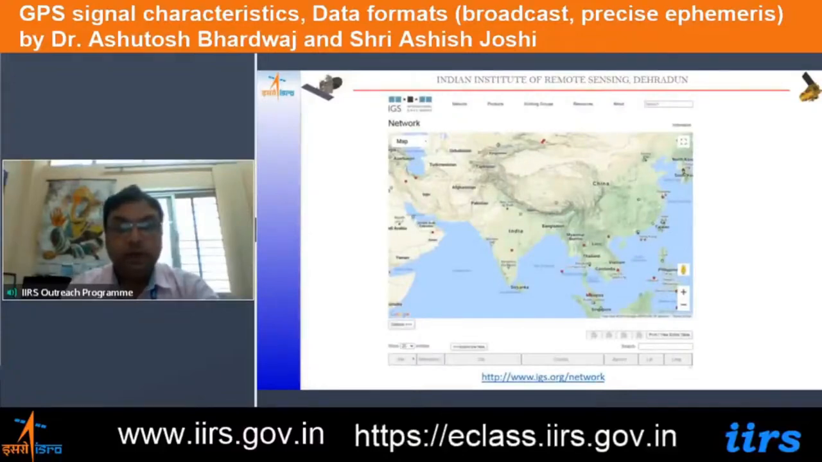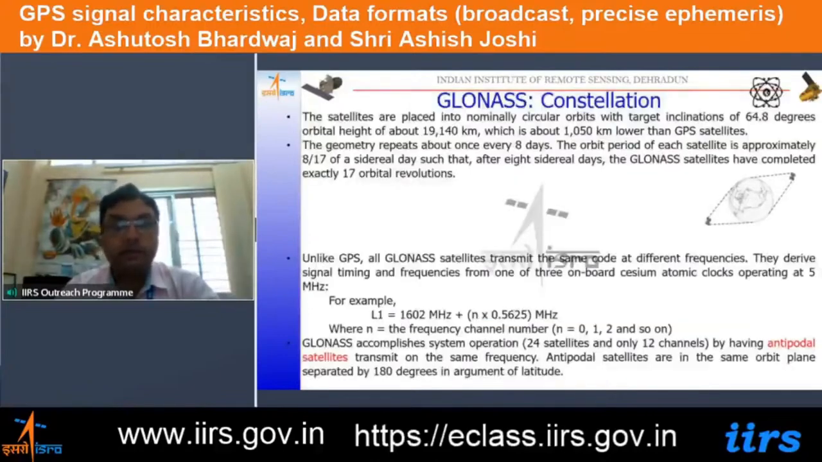Now, as I told, currently we have 3 IGS stations operational at Lucknow, STREC, and the ISC Bangalore, and the NGRI Hyderabad, and few more are coming up. Now, GLONASS has a little different design from the GPS. As I have explained earlier, GPS is using a 6-orbit system, whereas GLONASS and Galileo use the 3-orbit based system.